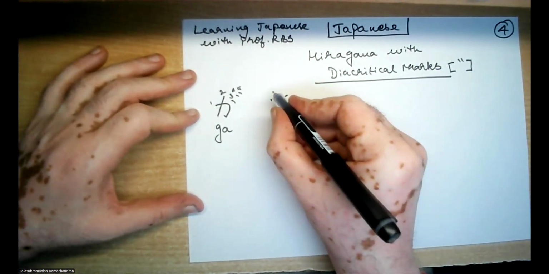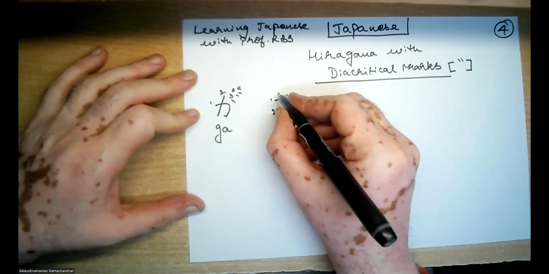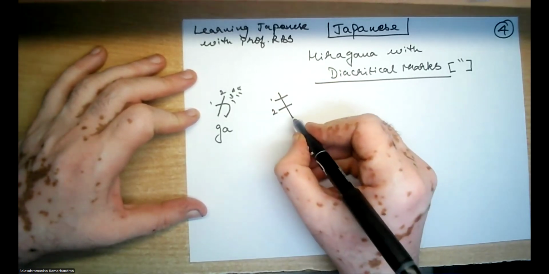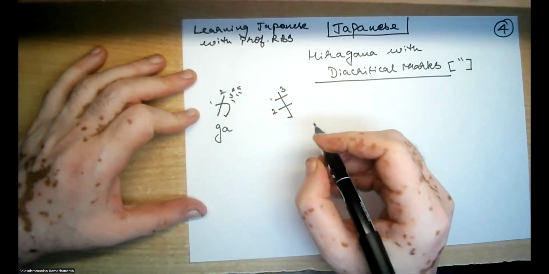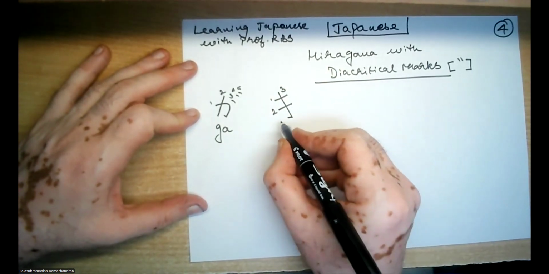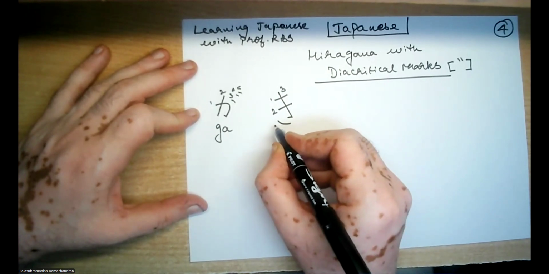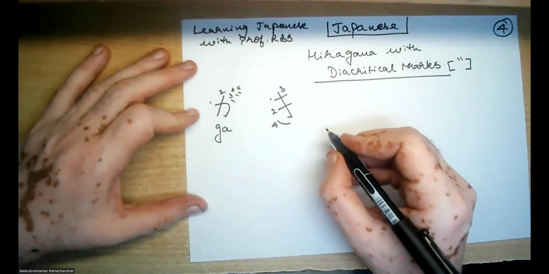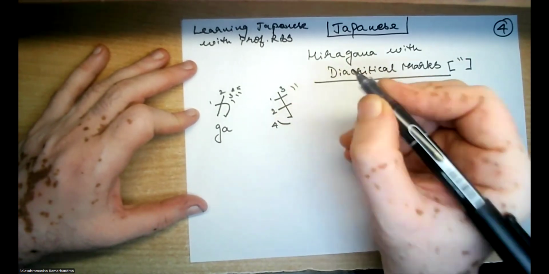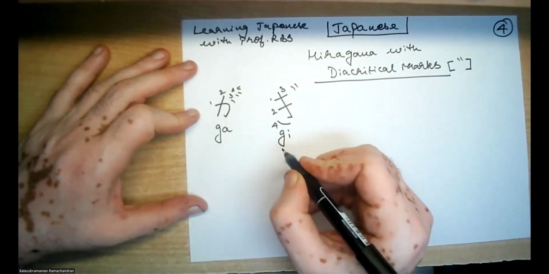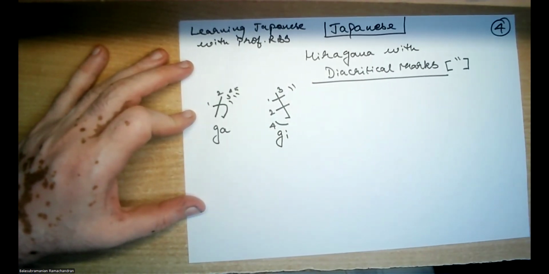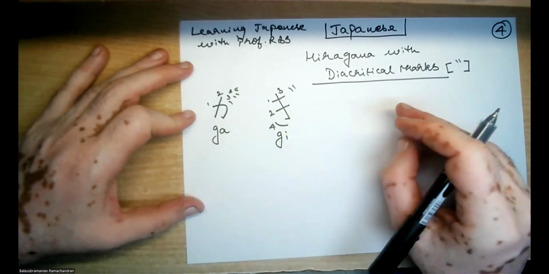Okay. And then cutting these two parallel lines, you have the third stroke. All right. Small. Okay. Stroke 3. And then you have stroke 4. And this is ki. Now, what do you do for gi? You add 2 diacritical marks and you get gi. Ga, gi. Okay. And then let us go on to the third letter, gu.